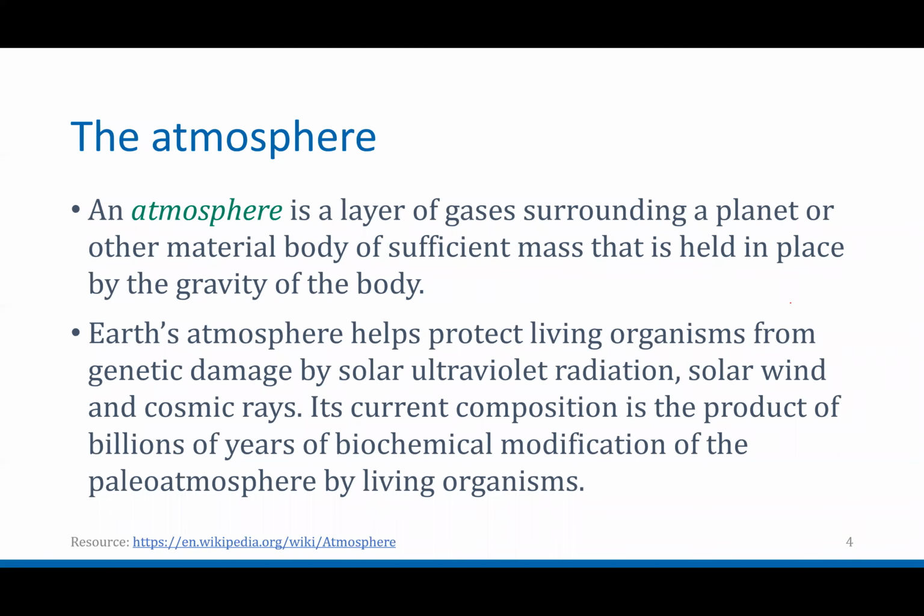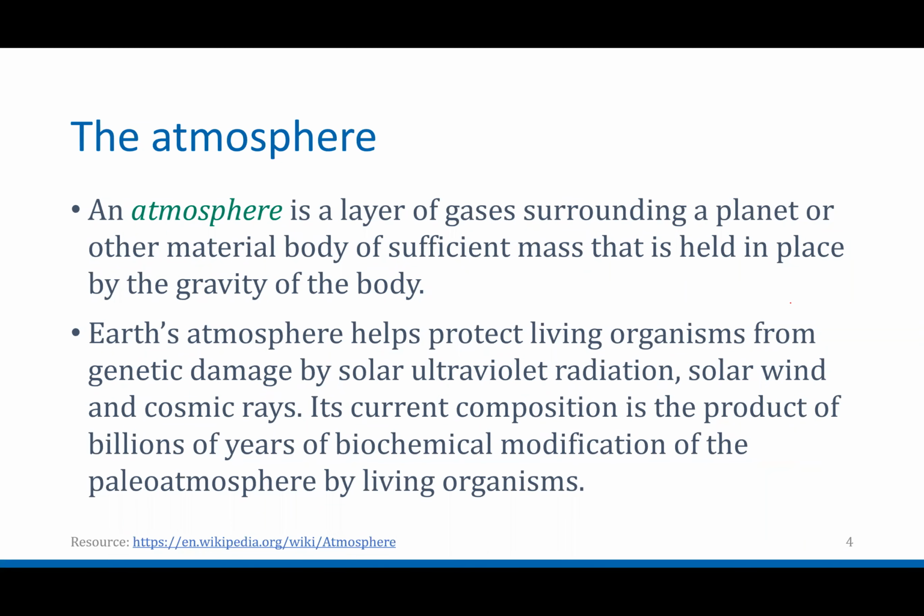It comes from the Latin atmos and sphere, but the idea is the sphere of air that surrounds, in particular, our planet, Earth's atmosphere. Our atmosphere is really special. It helps protect us from genetic damage from the sun. You put on sunscreen, but without our atmosphere, the UVA and UVB radiation from the sun would very quickly kill us and other organisms. The atmosphere protects us from the sun, solar wind, and other cosmic rays.